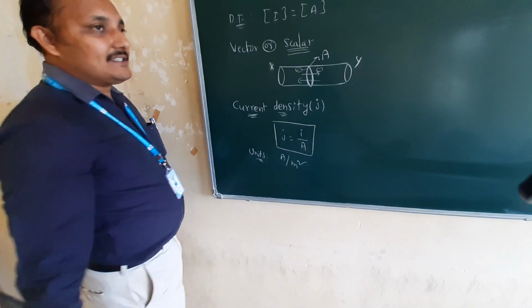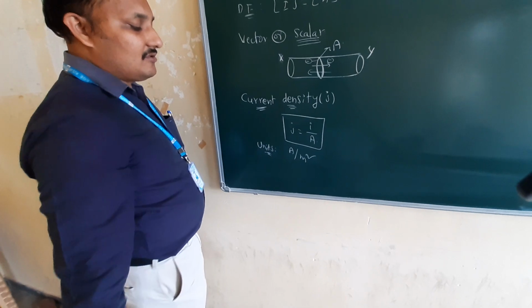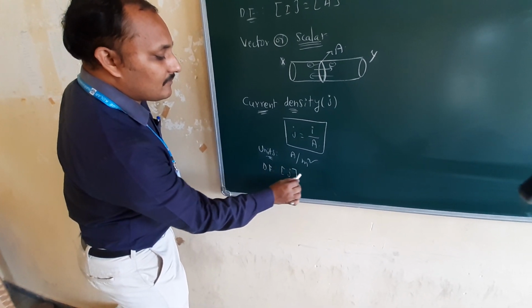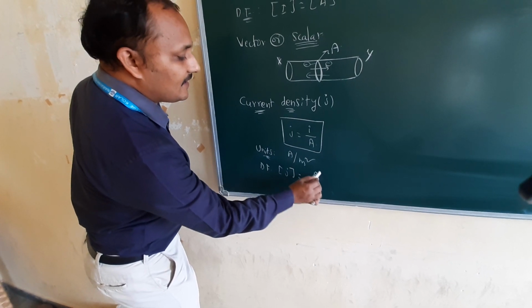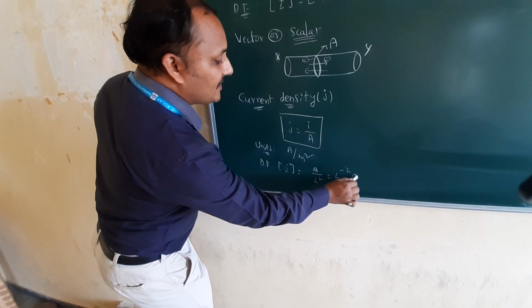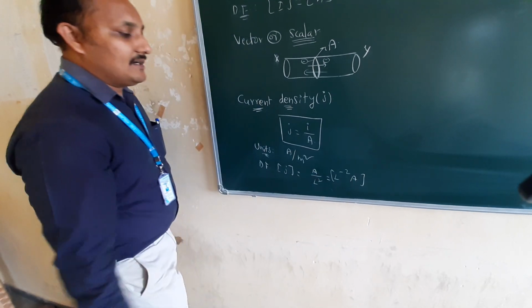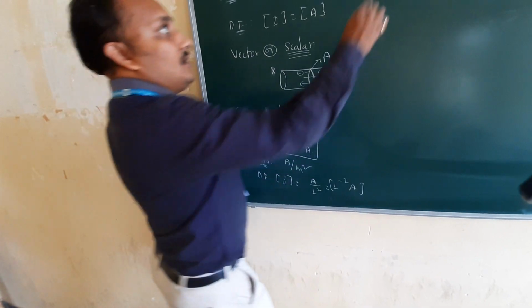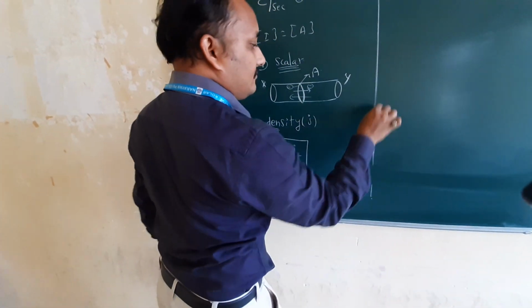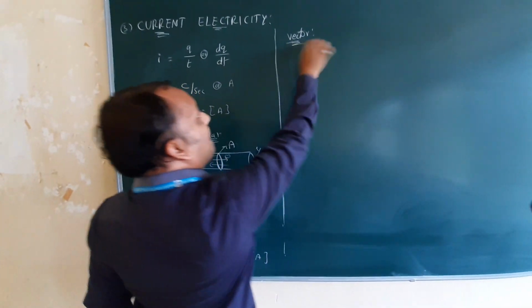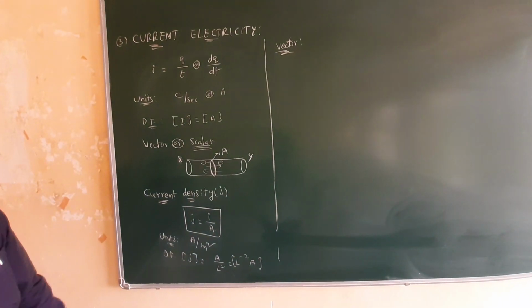Is it vector or scalar? You can write the dimension formula also. What is the dimension formula? J is equal to current, A, divided by area, L square, so L power minus 2 A. This is nothing but the dimension formula for current density. Now is it vector or scalar? Current density is a vector quantity.